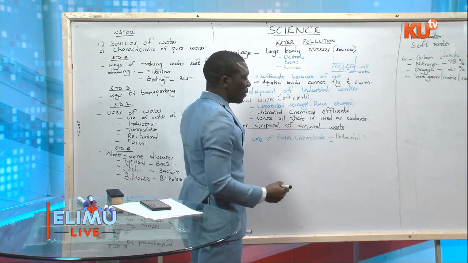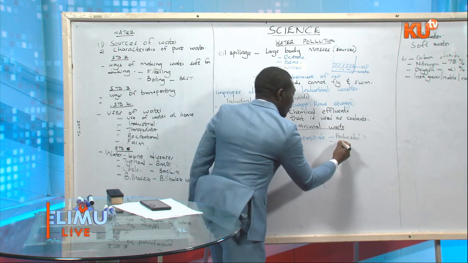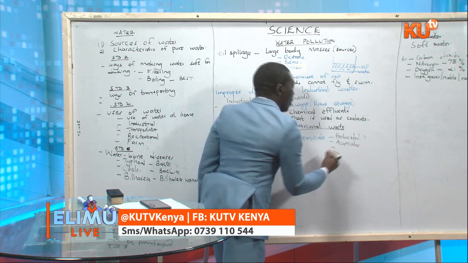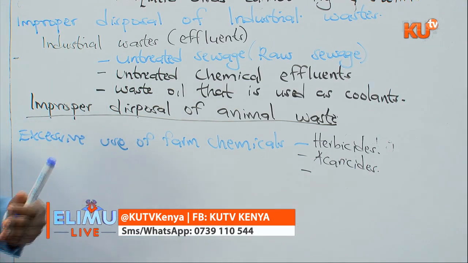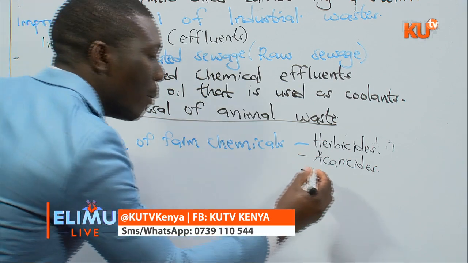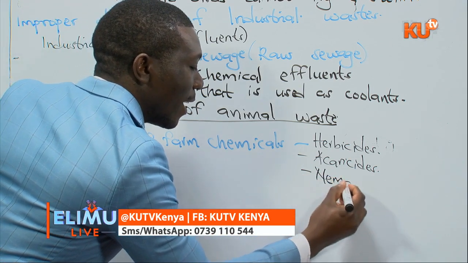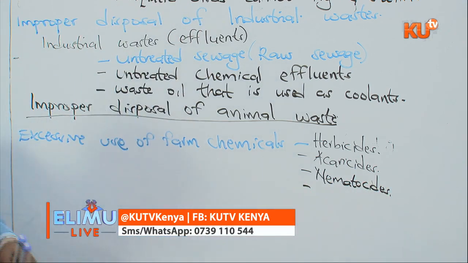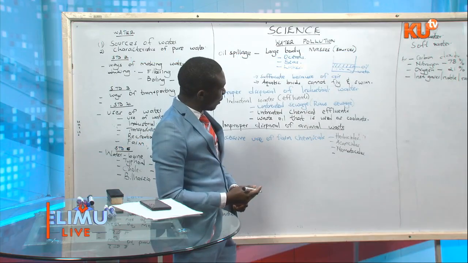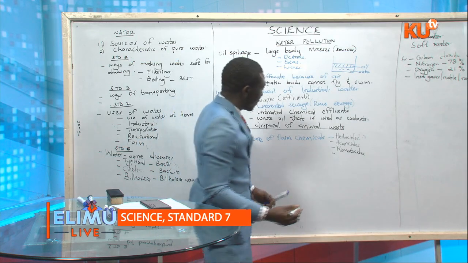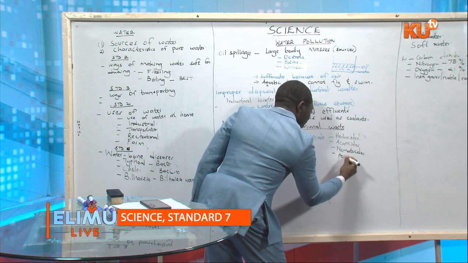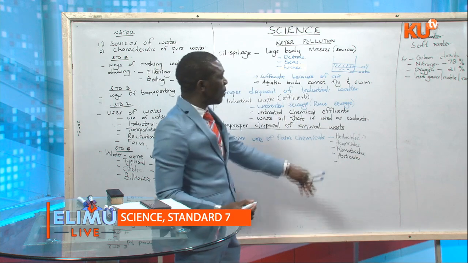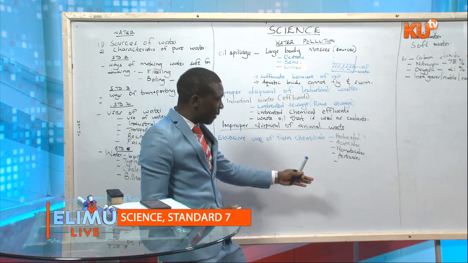We have got those chemicals that are used to control parasites. We call them acaricides. These ones are not supposed to be used in excess. We have got those chemicals that are used to control worms. We call them nematicides. These ones, again, are not supposed to be used in excess. We have got those chemicals used to control pests. We call them pesticides. These ones are not supposed to be used in excess. And lastly, we have got many chemicals, but because of time, I'm just listing a few.